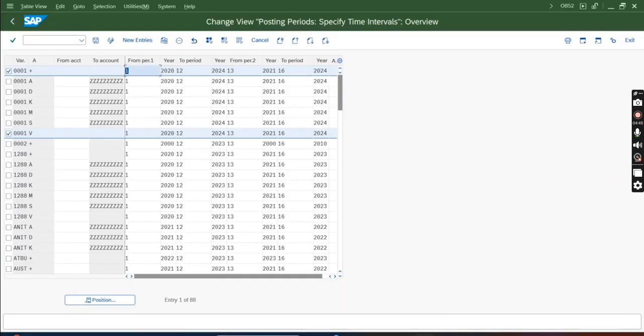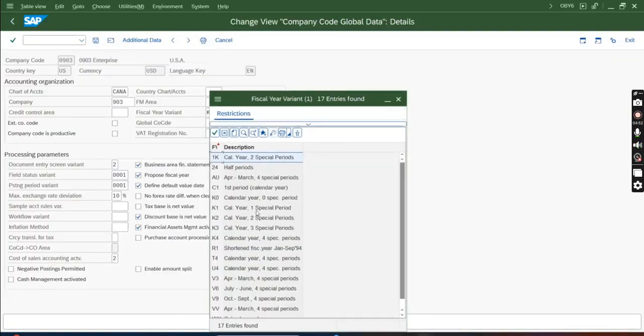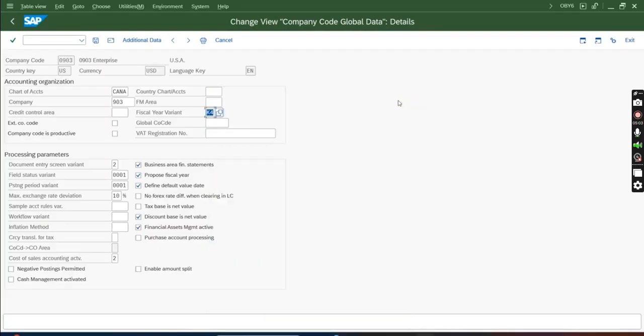How do I know? Because we are using the K4 variant. In the K4 variant, we just saw yesterday that it is the calendar year, so period 1 means January, period 2 means February. Similarly, period 12 means December. Okay, so this is how the posting period is opened.